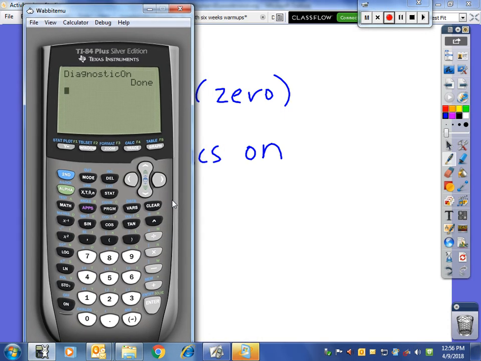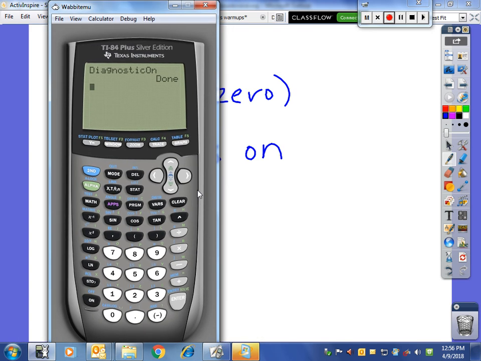Okay, now once your diagnostics are on, then we're going to do that whole process again. We already have our points in there. We already did the stat edit. Now we're going to go back to stat calculate, just like how we found the trend line. Calculate the linear regression. The only difference is now it's also going to put some extra information out there. It also tells us what the correlation coefficient is.